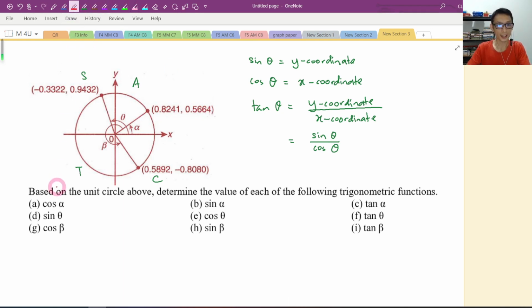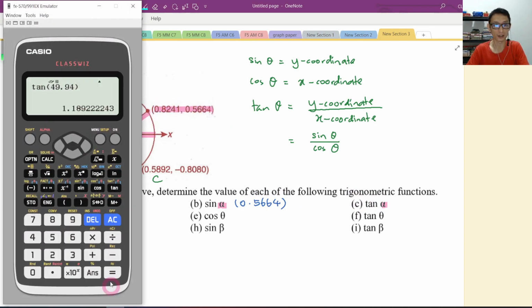Now, let's look at ABC first. ABC here talking about alpha. So you forget about the theta and beta. Just look at this one. Okay, focus on this point. Cosine alpha, x coordinate. So the answer will be 0.8241. Sine alpha, y coordinate, 0.5664. Tangent, y coordinate over x coordinate.